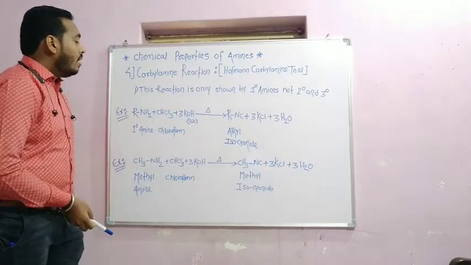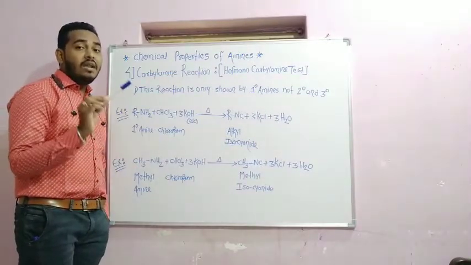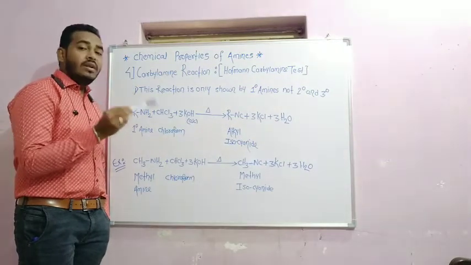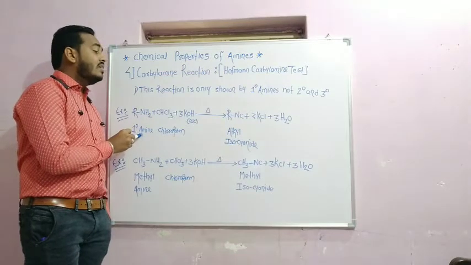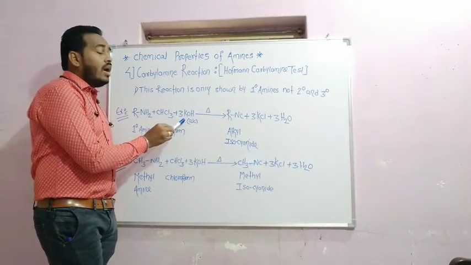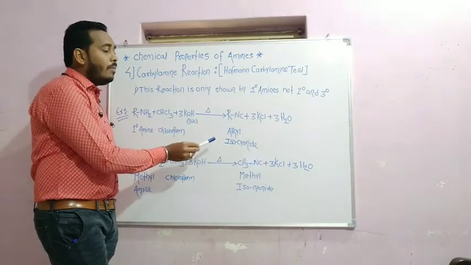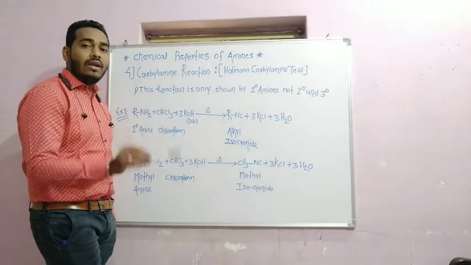When any primary amine, we use the word any primary amine, not secondary or tertiary, is heated with a mixture of chloroform and alcoholic KOH, then there is the formation of alkyl isocyanide or alkyl isonitrile.